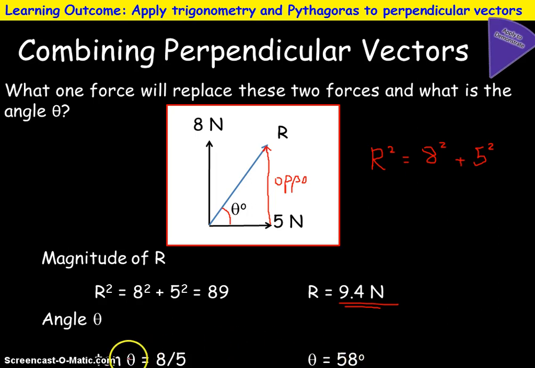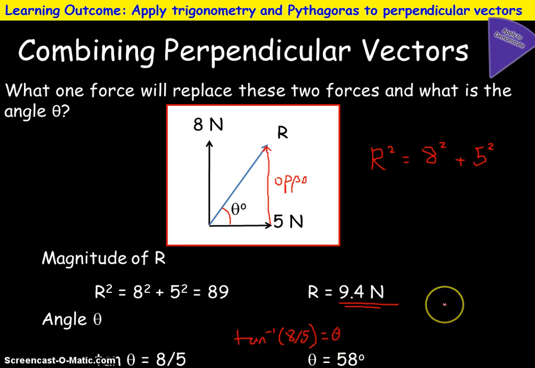Just remember that tan theta won't be equal to 58, so on your calculator you have to do tan to the -1 of whatever the value of tan theta is, which is obviously 8 divided by 5. That will give you your answer for theta, which is 58.